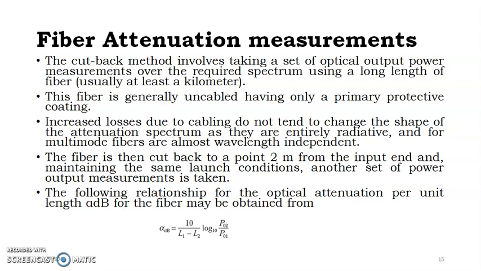Now from this cutback technique, we can obtain the fiber attenuation, that is, alpha dB is equal to 10 by (L1 minus L2) times log of (P01 by P02). So L1 and L2 are the original and cutback fiber lengths, and P01 and P02 are the corresponding optical output powers at the specific wavelength for which the original and the cutback fiber lengths are used. That's how we can obtain the attenuation.